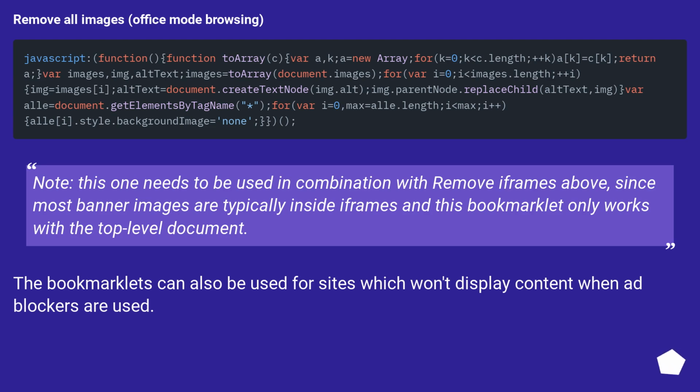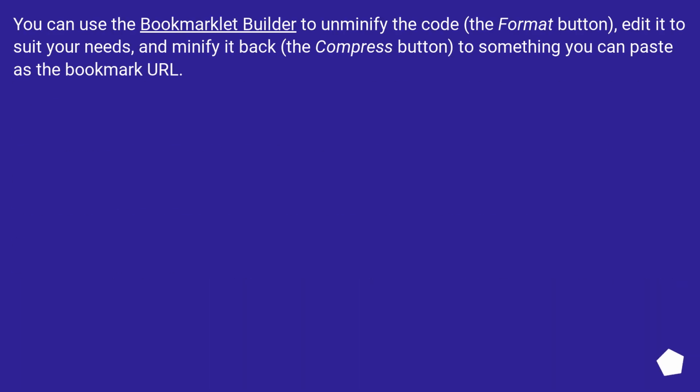Remove all images, office mode browsing. Note: this one needs to be used in combination with remove iframes above, since most banner images are typically inside iframes and this bookmarklet only works with the top-level document. The bookmarklets can also be used for sites which won't display content when ad blockers are used. You can use the bookmarklet builder to unminify the code, the format button, edit it to suit your needs, and minify it back, the compress button, to something you can paste as the bookmark URL.